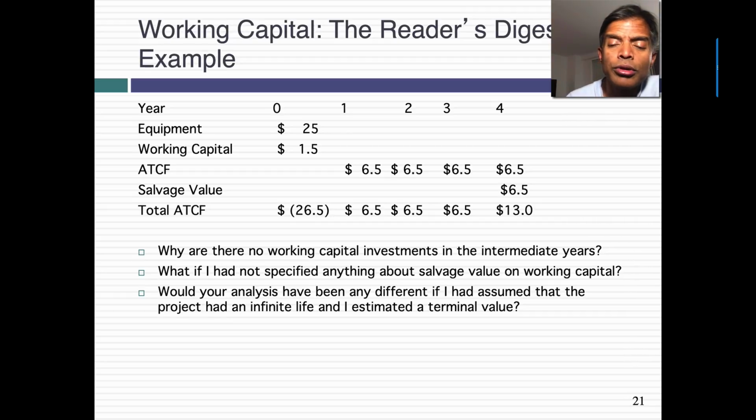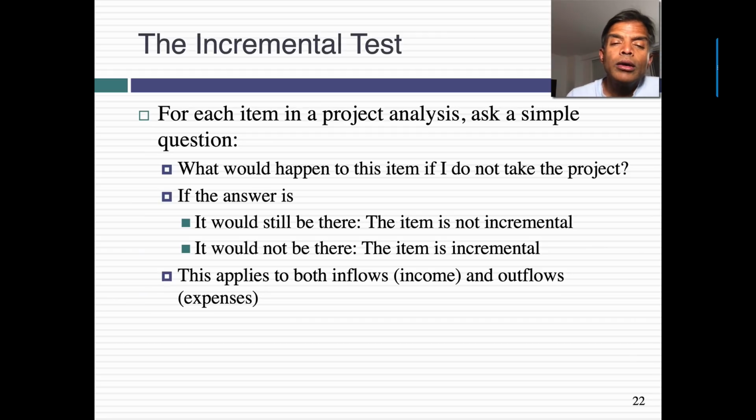And then beyond the 4th year, I'm going to have a perpetuity of 1.5 million, which will give me a much higher terminal value. I'm not even sure it'll give you a higher net present value today because I'm trading off lower cash flows for the next 4 years for a much bigger number at the end of the 4th year. Finally, let's talk a little bit about the incremental test.